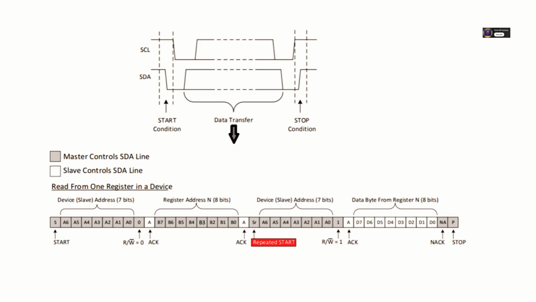Exactly. Now, if the master sent a stop condition after writing the register address, it would release the bus, even for a microsecond. In a system with multiple masters, another master could potentially grab the bus right then, before the original master could start the read part. That would break the operation. The repeated start avoids this.